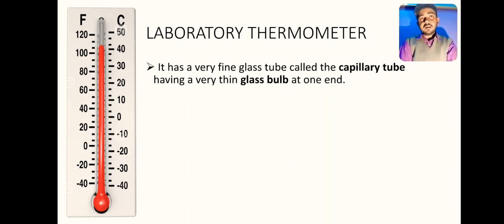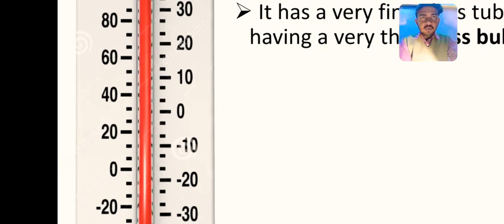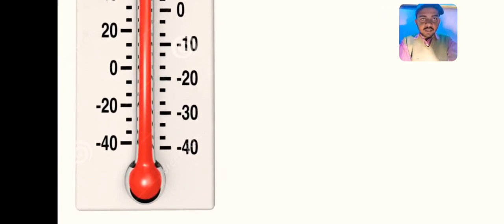Let's see the postulates. It says it has a very fine glass tube called the capillary tube, having a very thin glass bulb at one end. As you can see in this picture, it has a very thin glass tube. That whole structure is not the tube. The structure in between, the red structure, has a thick glass coating. Let me zoom in a little bit. Now I am very sure you can see that the red thing is inside that whole glass structure.